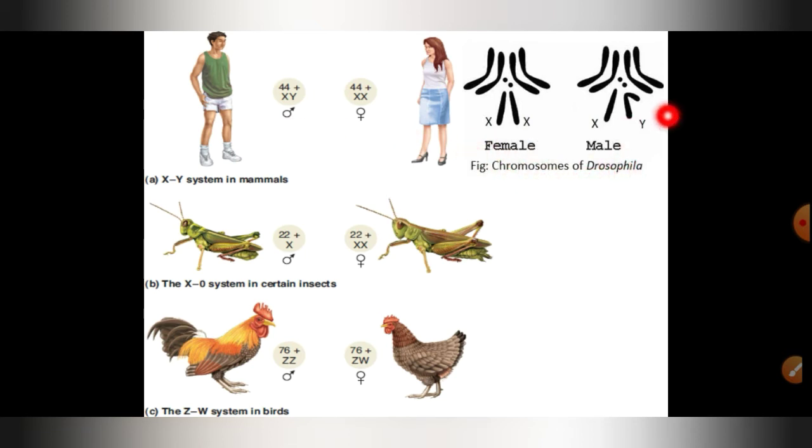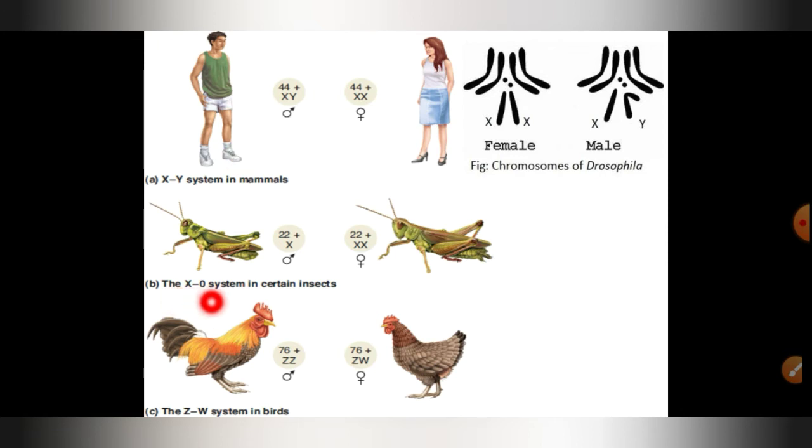Okay. So here you can see the diagram in case of humans and Drosophila, XX and XY type. Okay, this is XX. If XX chromosome is there, then that cell will develop into a female individual, and here Y is there. And in humans also you have 44 autosomes plus 2 sex chromosomes, one is X and one is Y. And in case of female you have 44 autosomes plus 2 sex chromosomes, that is X and X. XY system is in mammals.